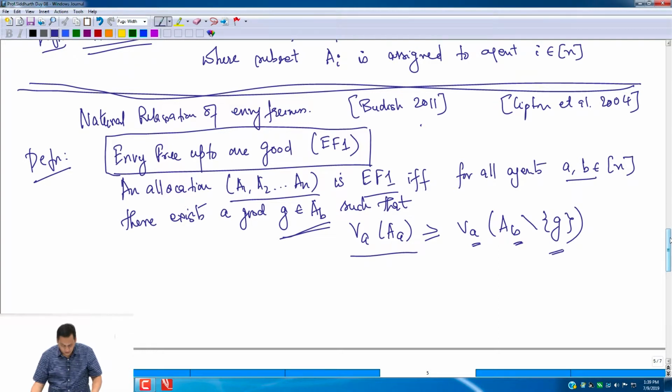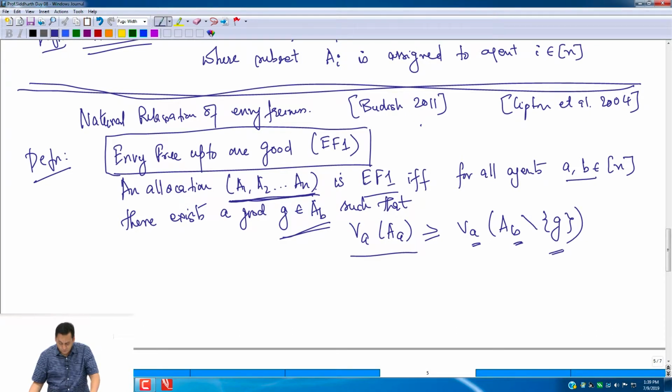So, just to recall, the output of the fair division exercise has to be a partition of the goods into n subsets, where n is the number of agents. So, every agent gets a subset of goods. These subsets indeed have to be pairwise disjoint. So, a good goes to exactly one agent.